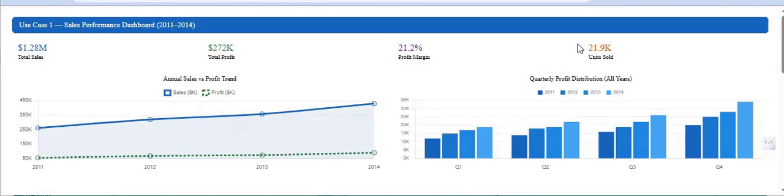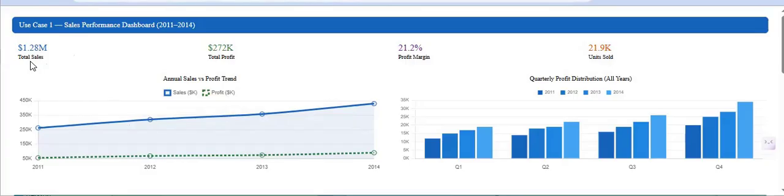These four numbers on the top, we call them KPIs. KPI means key performance indicator. These are the most important numbers in the business. Let me explain each one. First one is total sales. This is the total money that came into the business over 4 years.